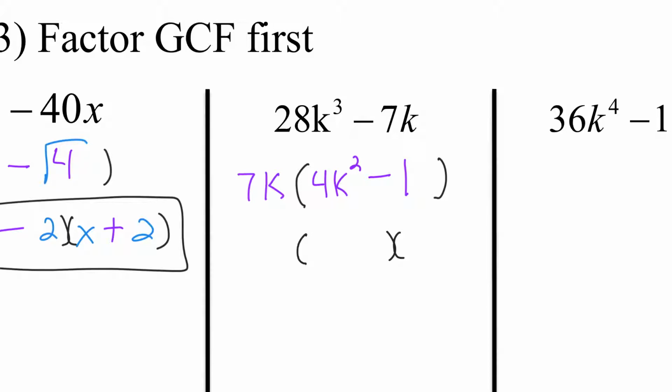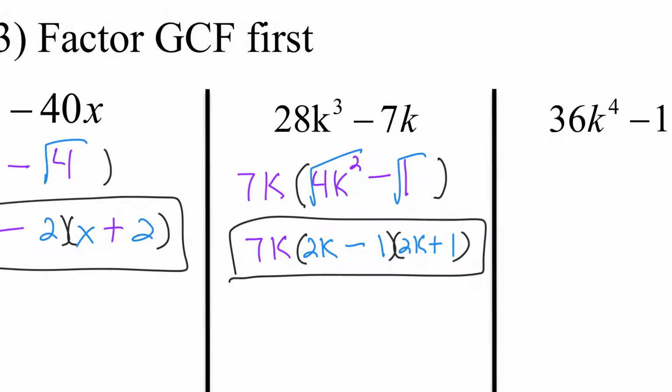I'm going to put my two parentheses here. The square root of 4k squared, that's 2k, 2k. The square root of 1 is 1. Put a 1, minus and a plus, and then you guys bring down the 7k. So my answer are all those factors there.